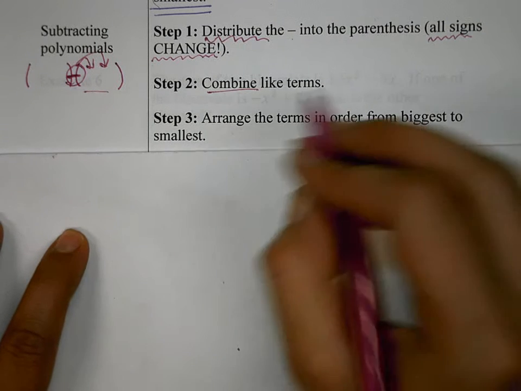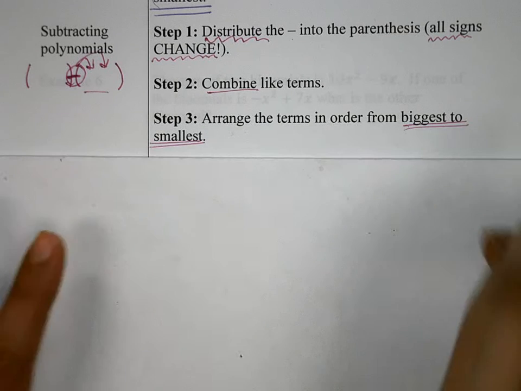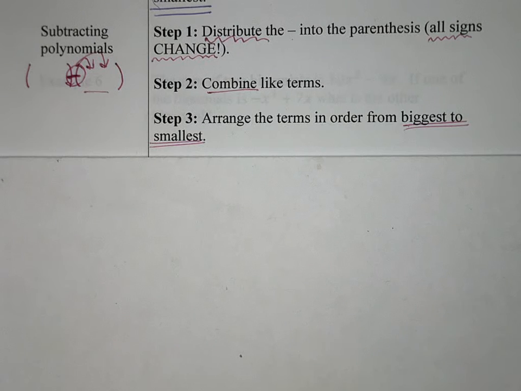And then very last, we want to arrange the terms in order from biggest to smallest. So we always arrange our terms in order from biggest to smallest. And biggest to smallest has to do with the exponents, not the coefficients. It has to do with the exponents.